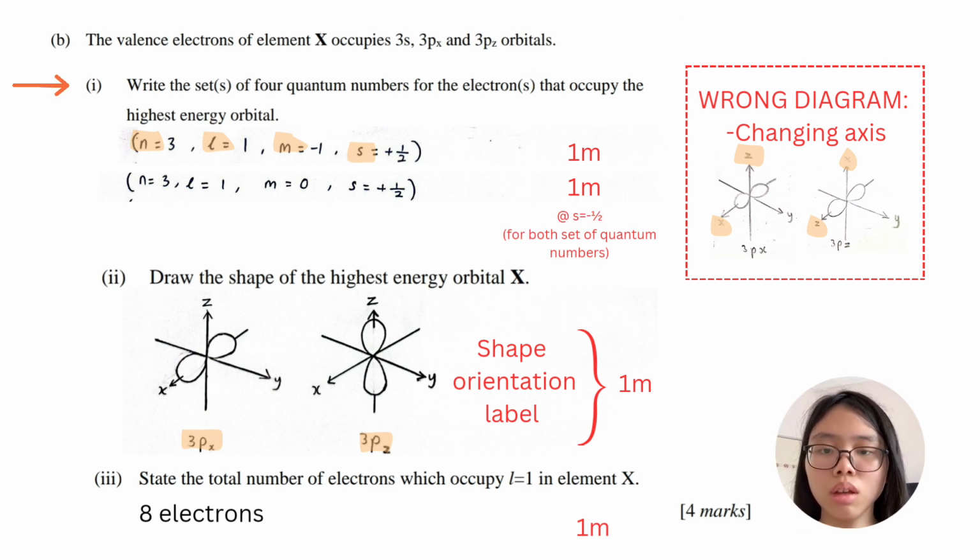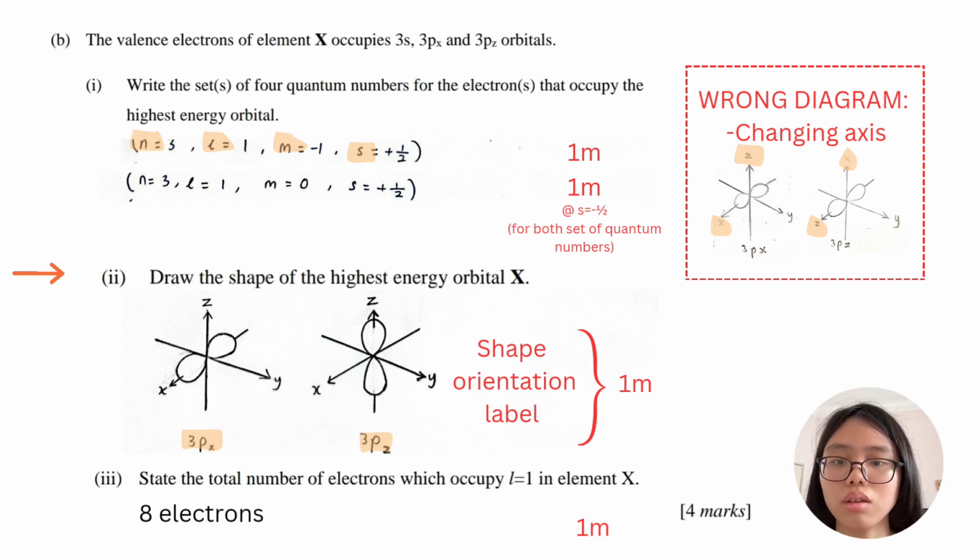So please take note, you must write n equals to 3, l equals to 1, m equals to -1, and s equals to +1/2. You cannot skip out on writing n, l, m, s as it will cost you your marks. Second, you must make sure you write the negative and positive sign for the magnetic quantum number m and electron spin quantum number s. If it's +1/2, you must make sure that you do not just write 1/2.